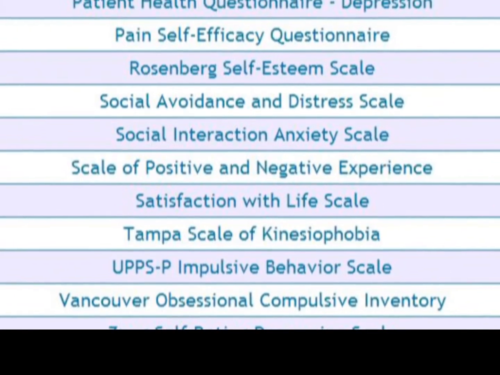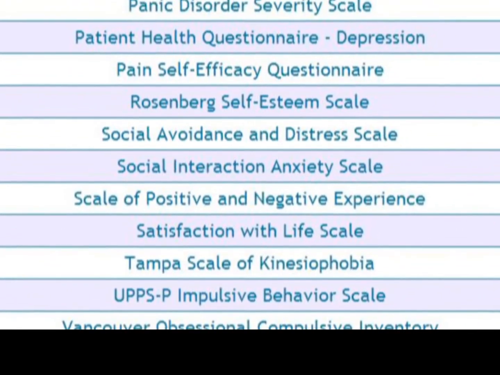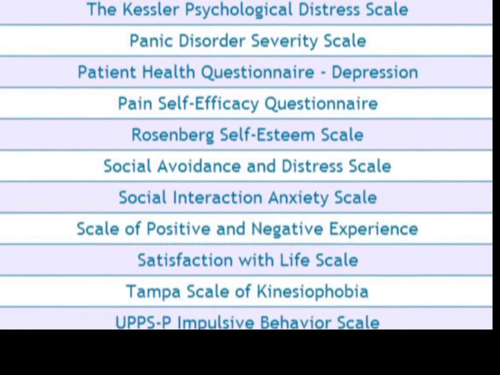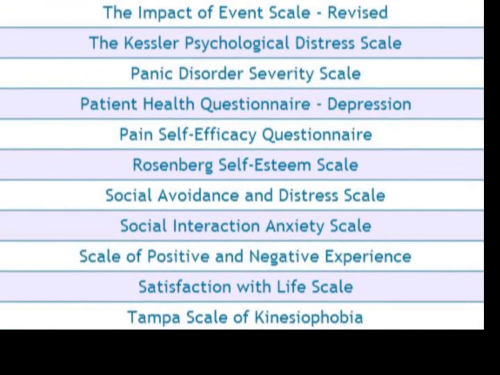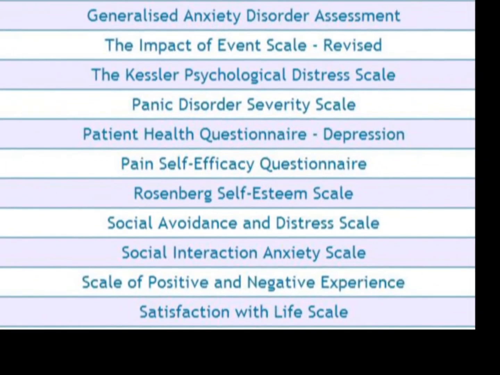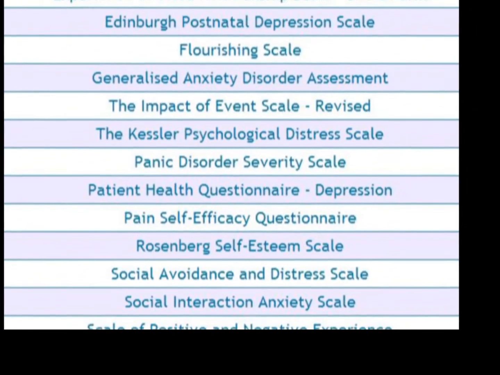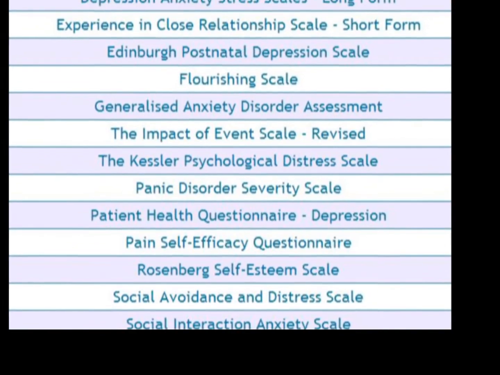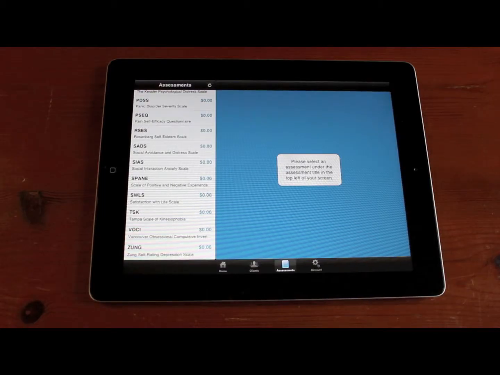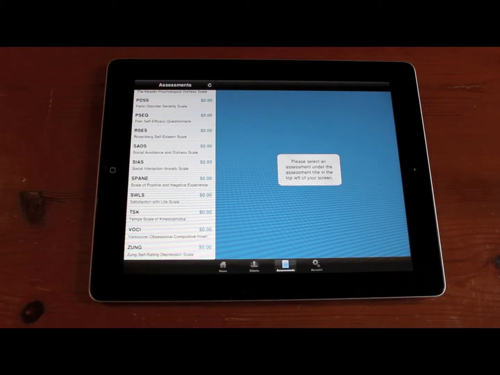So they've got tests like the depression, anxiety and stress scales, the flourishing scale, autism spectrum screening questionnaire, social avoidance and distress scale, satisfaction with life scale. They're all in alphabetical order, which is really good. And all the tests, they seem to be pretty highly valid and reliable. They've got multiple published research papers on their validity.